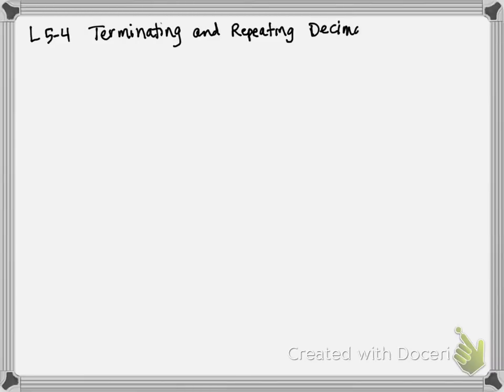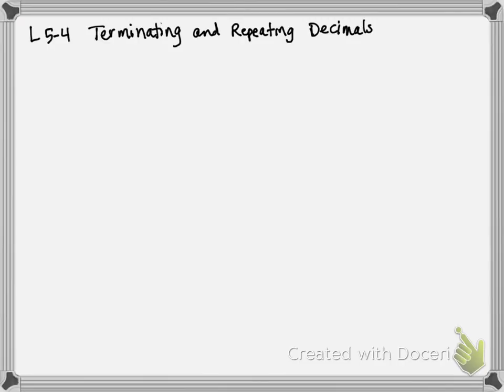All right, so let's go ahead and get started. This is lesson 5-4, and we're going to be talking about terminating and repeating decimals. We did the decimal chapter at the very beginning of the year. Most of the time, our problems did end up terminating, meaning there was no remainder, though sometimes we did have to annex a 0 and continue dividing. But we never practiced the repeating decimals.